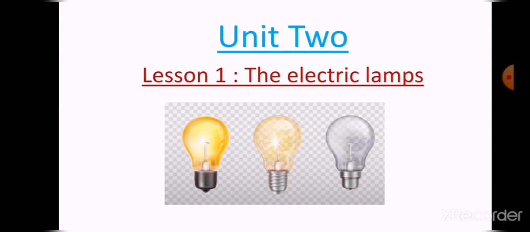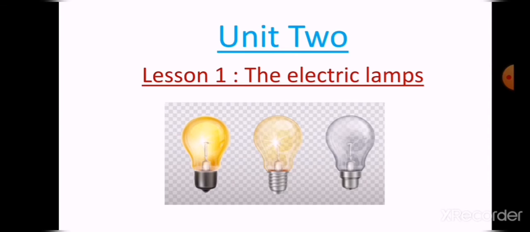Let's start to explain Unit 2. Unit 2, which is called Electric Energy, consists of two lessons: Lesson 1, Electric Lamps, and Lesson 2, The Dangers of Electricity and How to Deal with It.